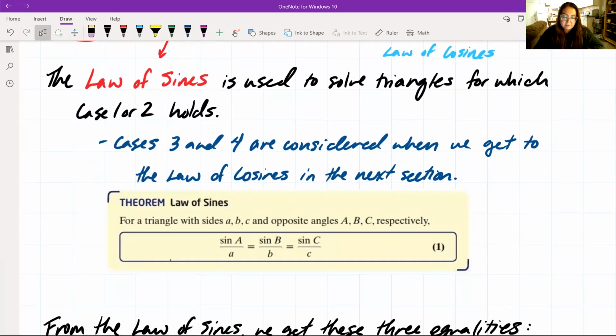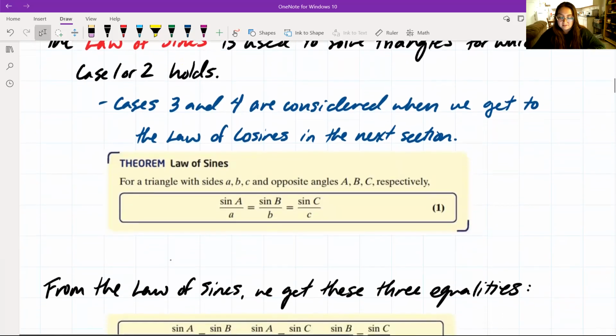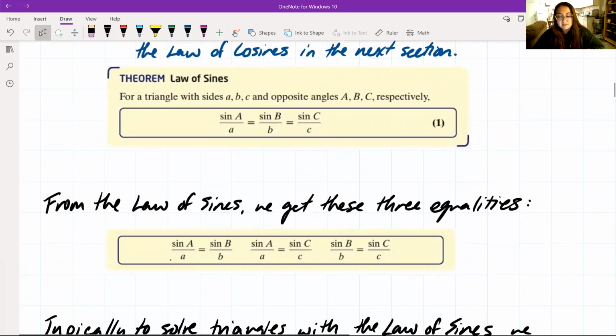Our theorem for the law of sines says that for a triangle with sides a, b, c, and opposite angles capital A, B, and C, respectively, sine of capital A divided by lowercase a is equal to sine of capital B divided by lowercase b, and that is equal to sine of capital C divided by lowercase c. All those different letters get mixed up. We're stating that each one of these values is equal to each other.